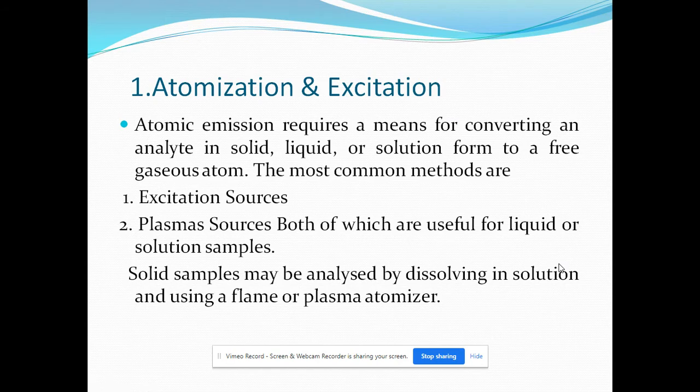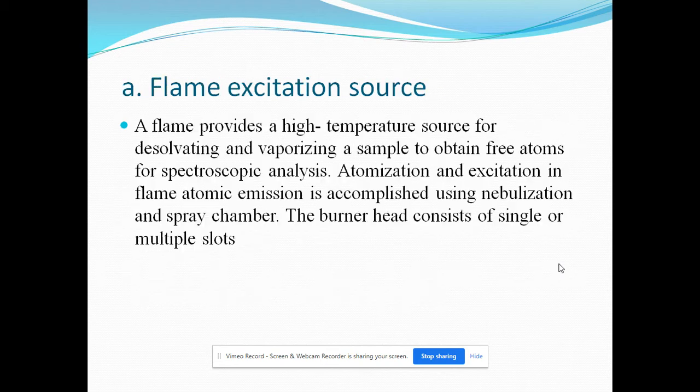Atomization and excitation. Atomic emission requires a means for converting an analyte in a solid, liquid or solution form to a free gaseous atom. The most common methods are excitation sources and plasma sources. Flame excitation source: a flame provides a high temperature source for dissolving and vaporizing a sample to obtain a free atom for spectroscopic analysis. Atomization and excitation in a flame atomic emission is accomplished using a nebulization spray chamber. The burner head consists of single or multiple slots.